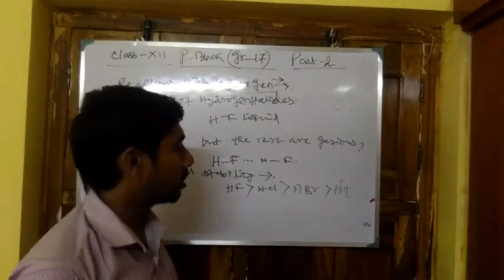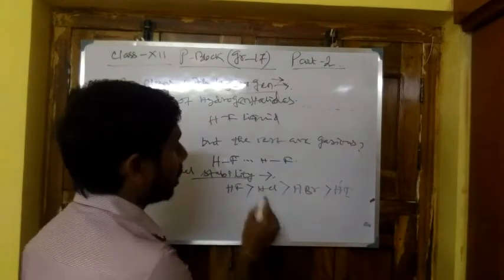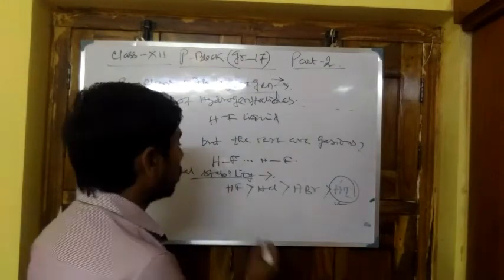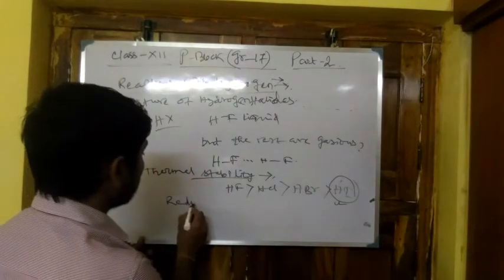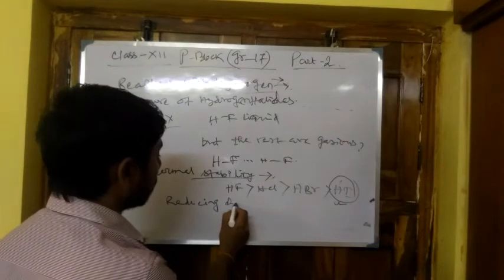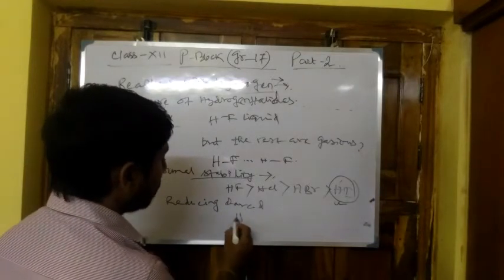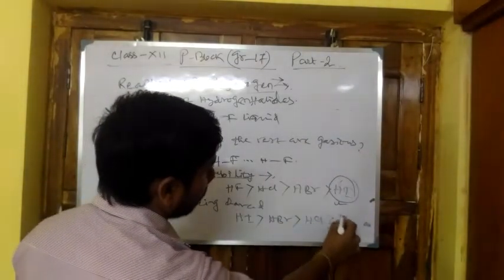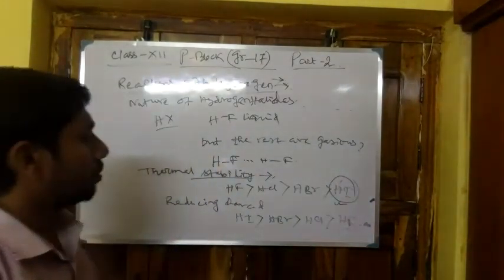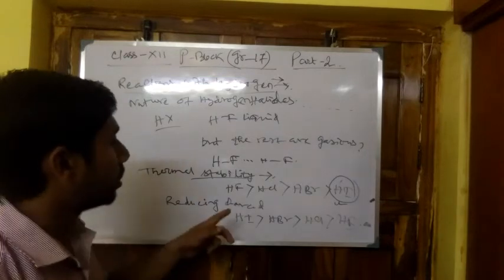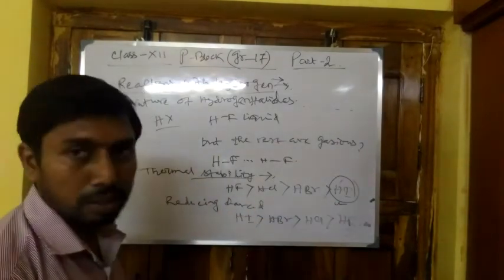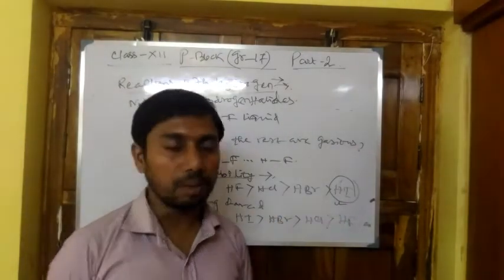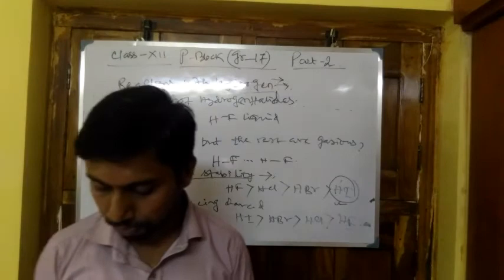Next, reducing character. According to the thermal stability, as it is less stable, it can release hydrogen easily. So the reducing character follows HI greater than HBr greater than HCl greater than HF. So this is the very important trend, that thermal stability increases from HI to HF, but the reducing character increases from HF to HI, and decreases from HI to HF.